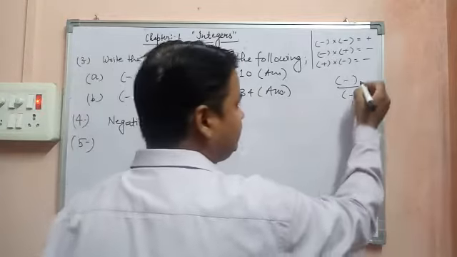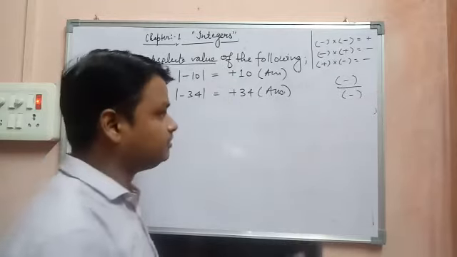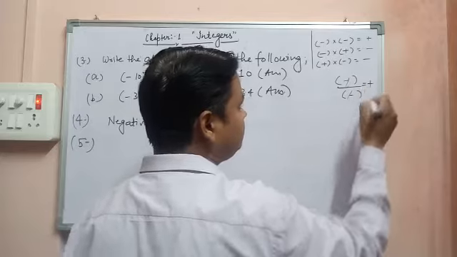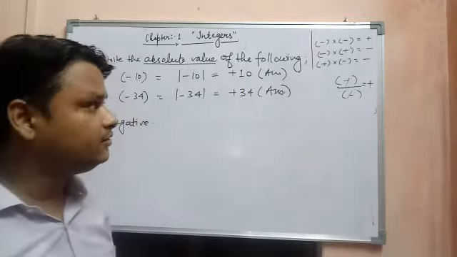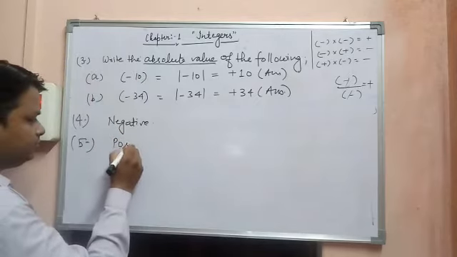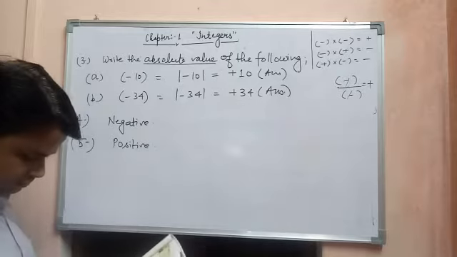So if we divide a negative integer by a negative integer, then minus minus is cancelled and we will get the quotient. The sign of the quotient is positive, so its answer is positive. You have to write the question and this answer in your book.